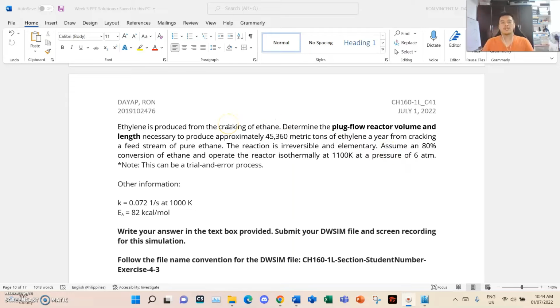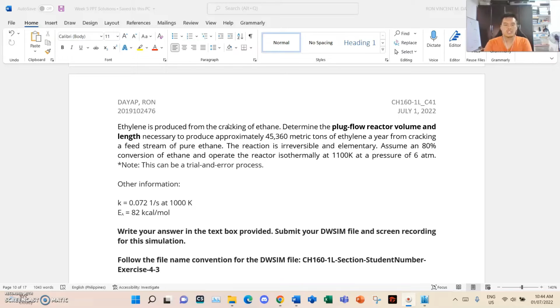Ethylene is produced from the cracking of ethane. Determine the plug flow reactor volume and length necessary to produce approximately 45,360 metric tons of ethylene a year from cracking a feed stream of pure ethane. The reaction is irreversible and elementary. Assume an 80% conversion of ethane and operate the reactor isothermally at 1100 Kelvin at a pressure of 6 atmospheres.